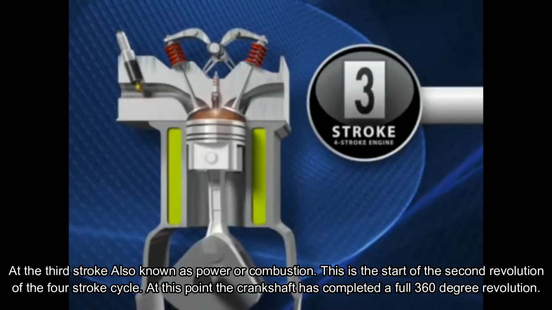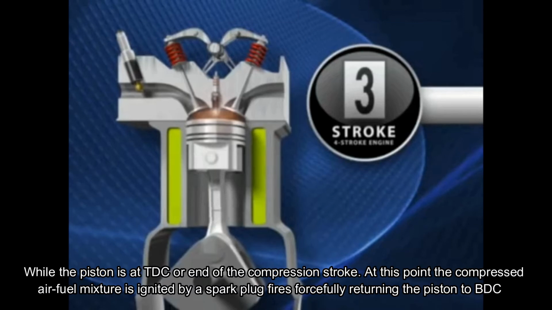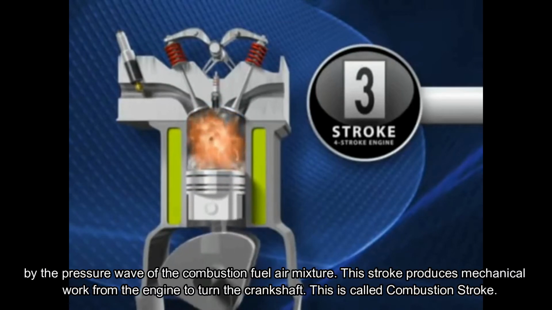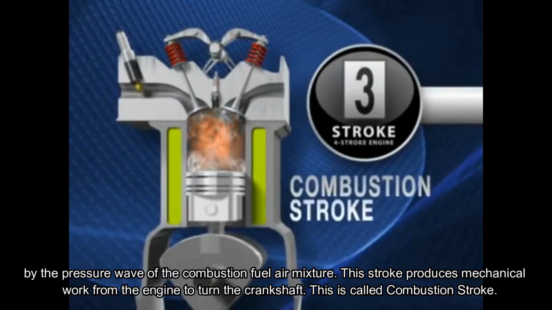The third stroke is also known as power or combustion. This is the start of the second revolution of the 4-stroke cycle. At this point the crankshaft has completed a full 360-degree revolution, while the piston is at TDC, the end of the compression stroke. At this point the compressed air-fuel mixture is ignited by the spark plug, which fires, forcefully returning the piston to BDC by the pressure wave of the combusting fuel-air mixture. This stroke produces mechanical work from the engine to turn the crankshaft. This is called the combustion stroke.